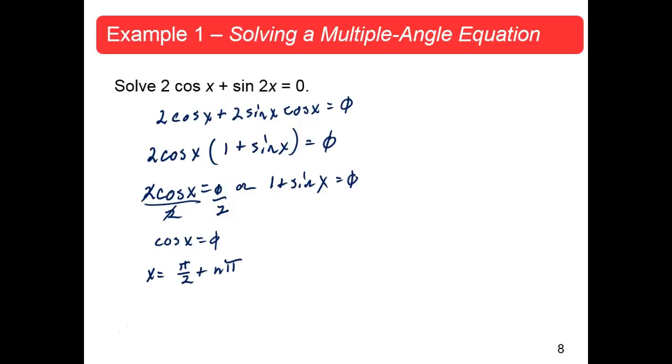Okay, how about the other side? Other equation. What would you do here? Subtract 1 from both sides of the equation. That sounds like a winner to me. And what that gives you? Sine x is equal to negative 1. And when is that true?